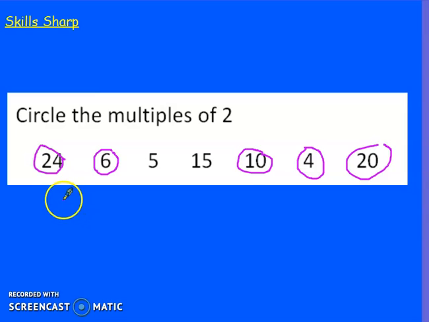Great work. So 24, 6, 10, 4 and 20 are all multiples of 2 because they're in the 2 times table. 5 and 15 are not multiples of 2 because they're not in the 2 times table.